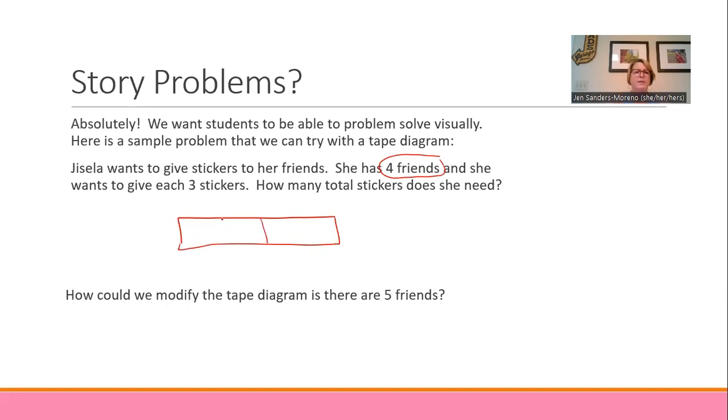Slightly better, maybe not. Okay. So these are our 4 friends, and she's going to give 3 stickers each. So again, we could have her draw dots. We could write the number 3, whatever we're feeling. Okay. Again, some choice there. All right. And then we'd ask how many total.